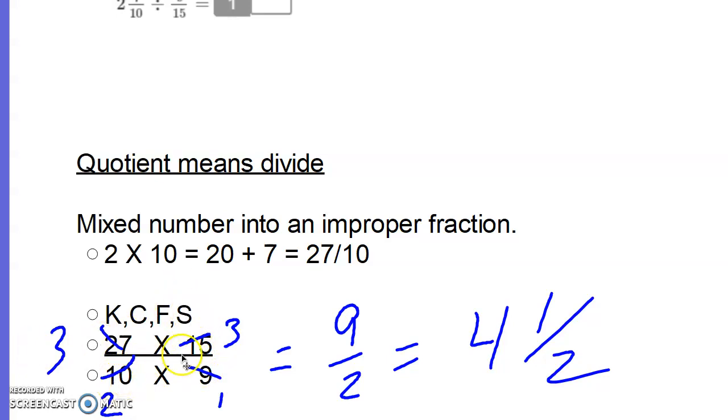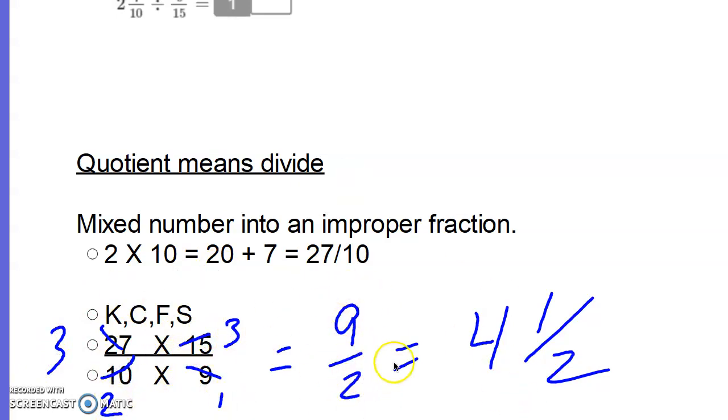So 10 and 15 can both be divided by 5. 5 goes into 10 twice. 5 goes into 15 3 times. 27 and 9 can both be divided by 9. 9 goes into 9 1 time. 9 goes into 27 3 times. 3 times 3 is going to give us 9. 2 times 1 is going to give us 2.